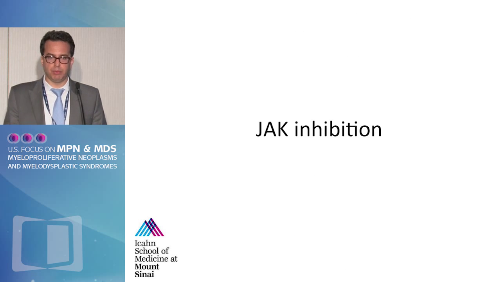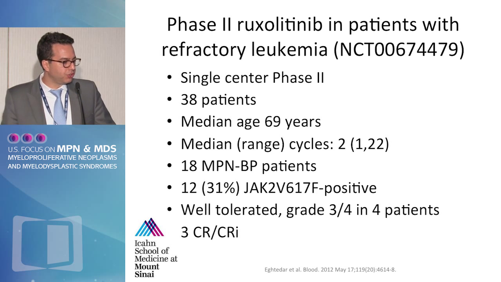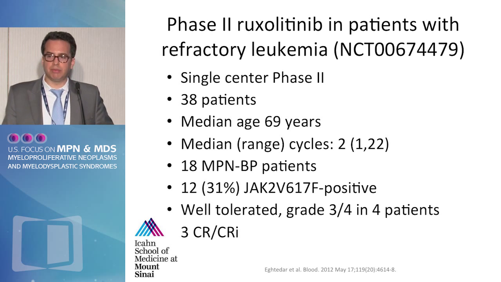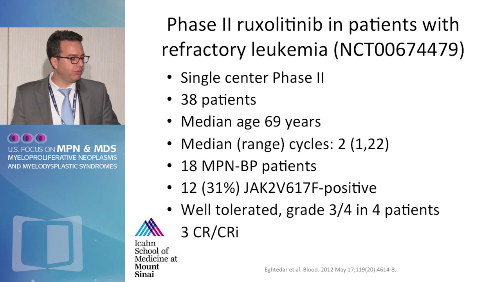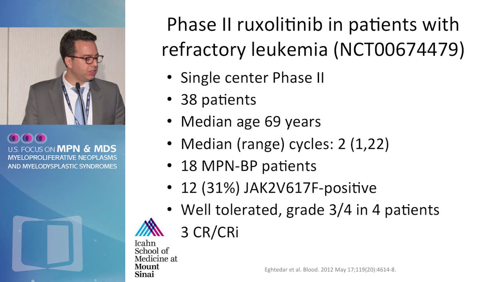JAK inhibition, how does this fit in? And we've talked a lot about JAK inhibition in patients with chronic phase disease. Well, Serge's group did a study that was published in 2012 looking at single-agent ruxolitinib at 25 milligrams that could be dose escalated to 50 milligrams in 38 patients that had relapsed or refractory AML. Within this cohort of patients, there were 18 that had MPN blast phase, and a third of the whole population were JAK2 V617F positive. In the study, it was a well-tolerated drug. There were infrequent grade 3 or 4 toxicities leading to study discontinuation. And there were a total of 3 responses, or 2 CRs and 1 CRi.